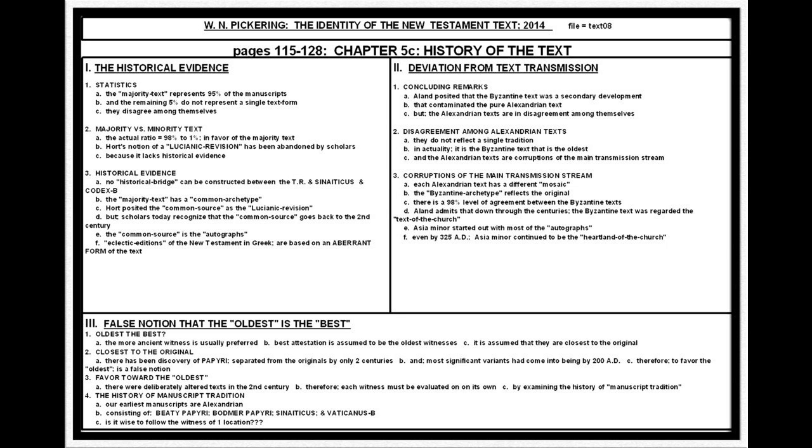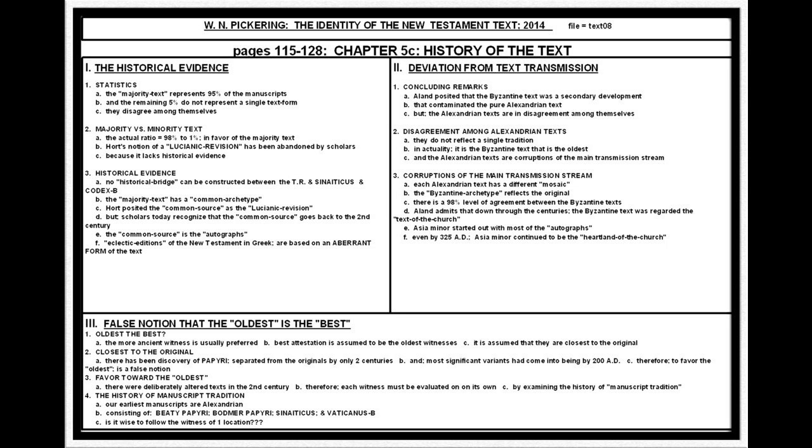Our ongoing study in The Identity of the New Testament Text, written by W.N. Pickering, published in 2014. We're going to wrap up chapter 5, pages 115 to 128, on the history of the text, and we will look at the historical evidence, we will look at deviation from text transmission, and we will look at the false notion that the oldest text is the best. Let's go to block 1.